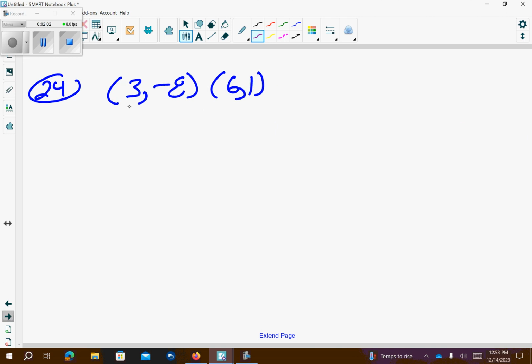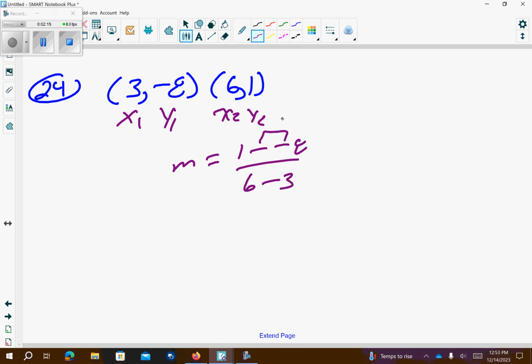Number 24, we want to find the slope. So I'm going to list it x1, y1, x2, y2. My slope is going to be y2 minus y1, so 1 minus negative 8, over x2 minus x1. That's going to be a plus. So I'm going to get 9 over 3, which reduces just to 3.